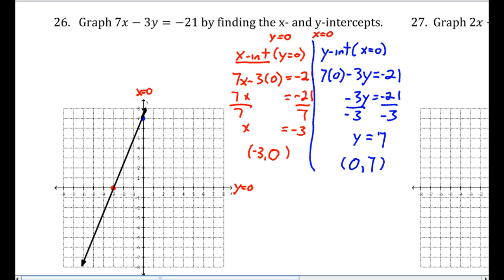Notice how we don't really care about the rise over the run or anything like that. However, we could solve this for y and get the same graph, but the directions do say use the intercepts.